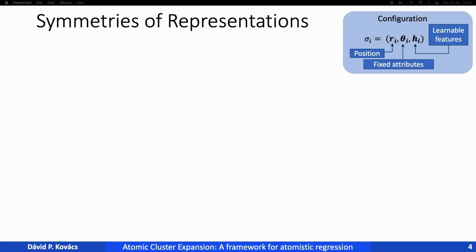So here symmetry comes into play. Just here on the right, you can see a little notation. When you see a sigma, sigma means basically a configuration or the state of an atom: its position and its chemical element, and it also might have some learnable numbers attached to it later.